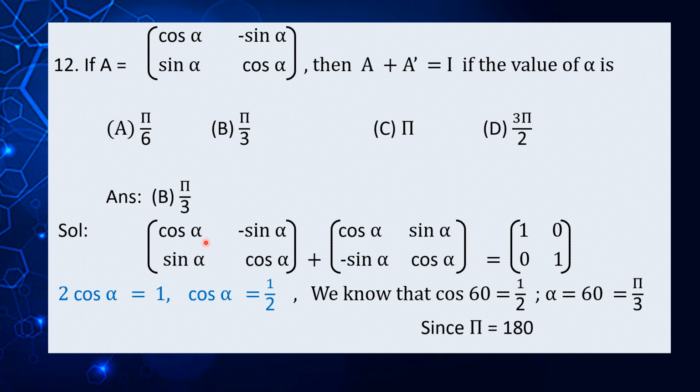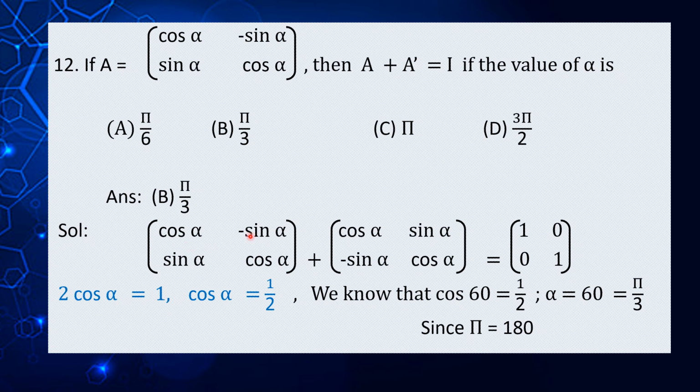Now we would first write down the A matrix and A transpose matrix. A transpose matrix would be [cos alpha, sin alpha; minus sin alpha, cos alpha]. Now add both. Cos alpha plus cos alpha will be, it is given that the sum of these would give us the identity matrix, that is [1, 0; 0, 1].